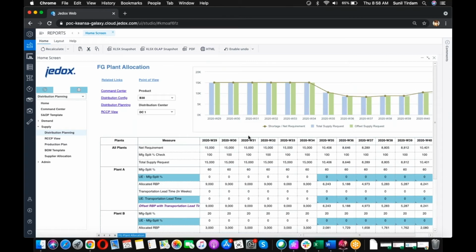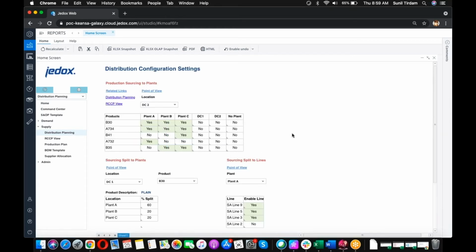This is all happening through a configuration template for a distribution planner, so I'll show you how it happens. We are in a distribution configuration template, where the rules are set. For any distribution center selected on the top and products on the left, you would be able to select the plants, and this is how the relations are set.